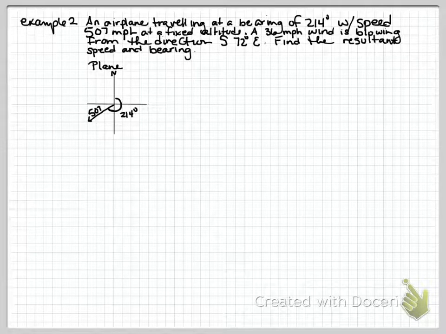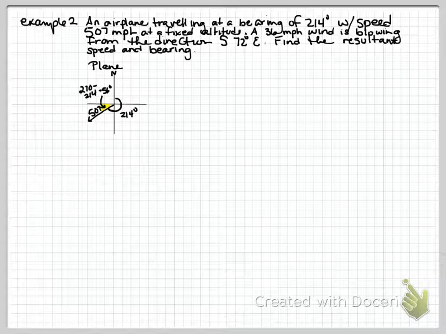So let's write our vector for this one. So I need this angle in here. This is the angle I need. So I'm going to find that by taking the 270 minus the 214. And that's going to give me 56 degrees. Okay?